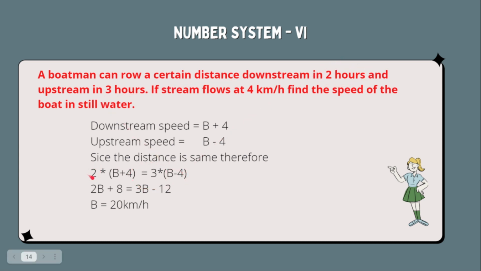So time into speed equal to distance. So time is 2 hours, speed is B plus 4, time is 3 hours, speed is B minus 4. So 2B plus 8 equal to 3B minus 12. Now when we solve this, B equal to 20 km per hour. And what is the question? The speed of the boat in still water. And the speed of the boat is 20 km per hour.